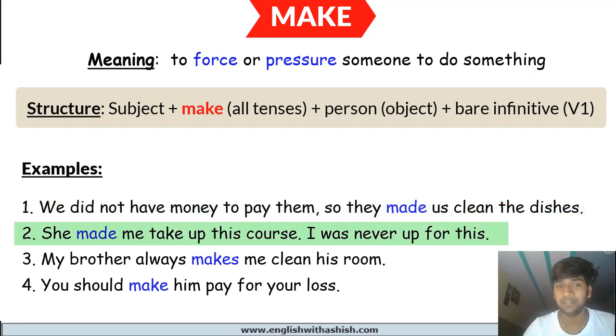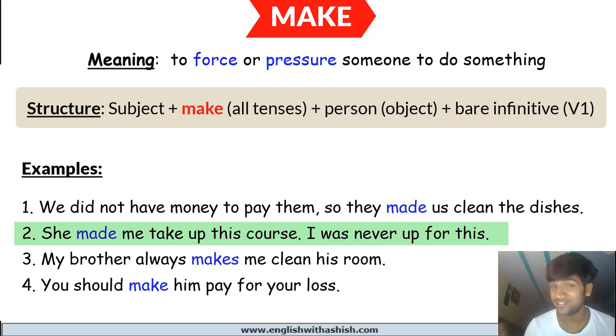All right, another example. She made me take up this course. I was never up for this. She made me do something. I was never ready for it. I was never excited about it, but she made a person do something. She made Ashish take up this course. She made me take up this course. All right, so the causative verb is always followed by a person that performs an action, in the active voice.